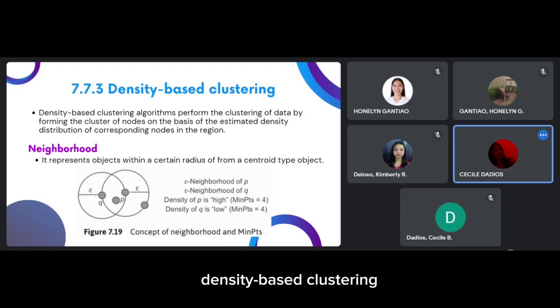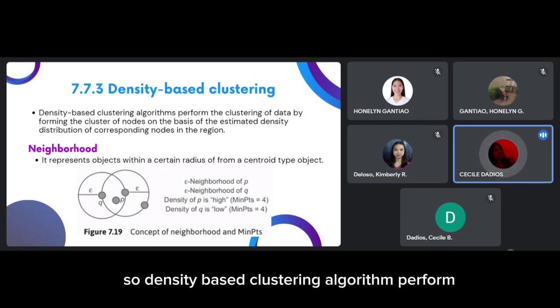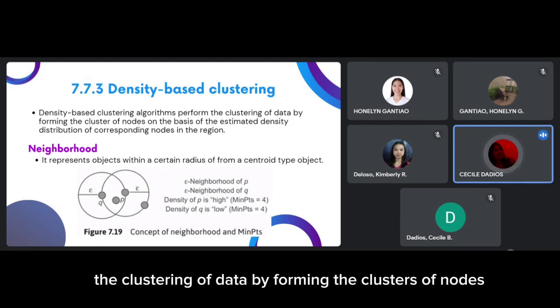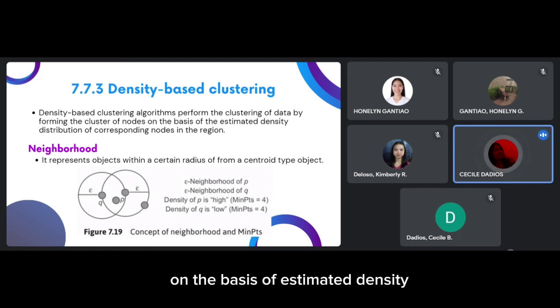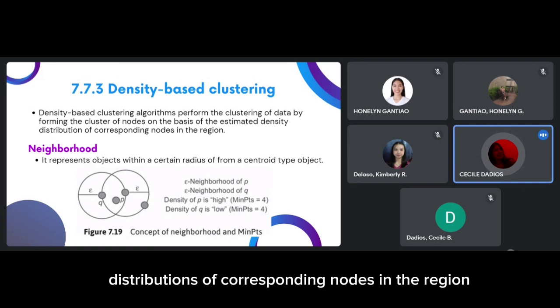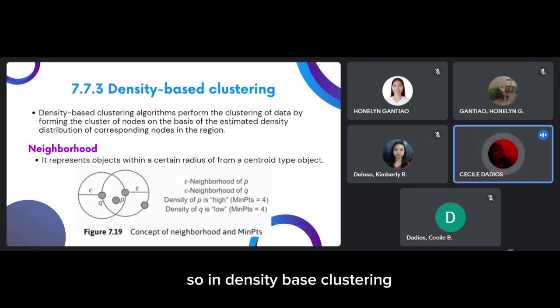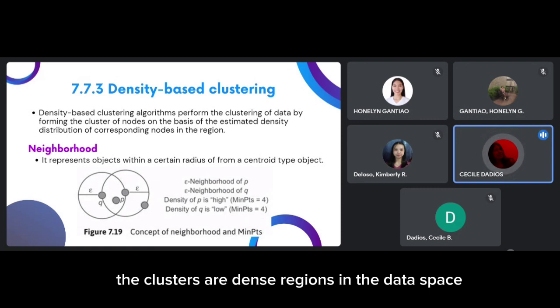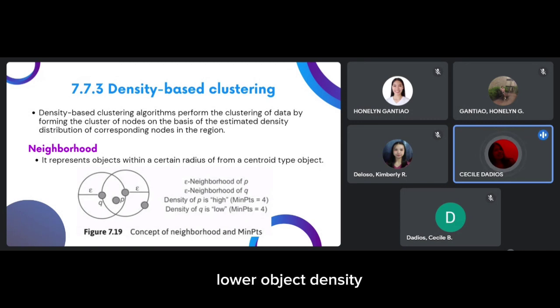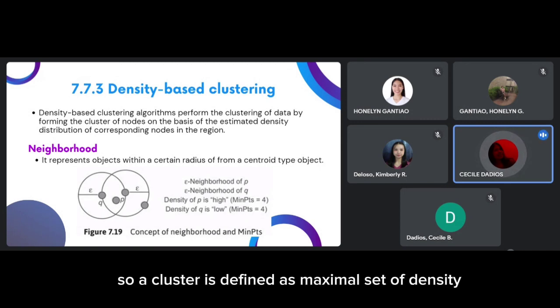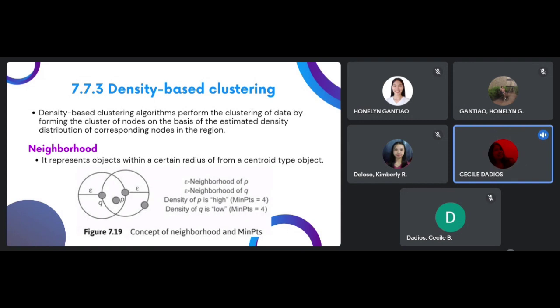Density-based clustering. Density-based clustering algorithms perform the clustering of data by forming the clusters of nodes on the basis of estimated density distributions of corresponding nodes in the region. So, in density-based clustering, the clusters are dense regions in the data space. These clusters are separated by regions of lower object density. So, a cluster is defined as a maximal set of density connected points.